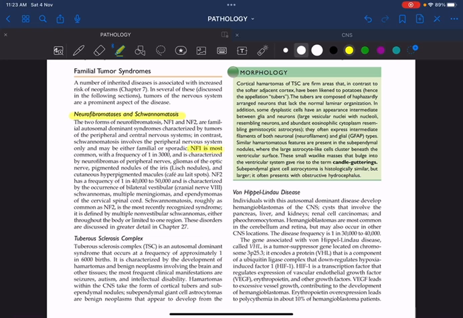Neurofibromin 1, neurofibromin 2. These are the genes which are mutated in neurofibromatosis. Neurofibromatosis 1, remember, is mainly characterized by neurofibroma of the peripheral nerve, optic nerve glioma, Lisch nodules, and café-au-lait spots, which are hyperpigmented macules. Whereas bilateral schwannoma, that is vestibular schwannoma, is one of the characteristic features of neurofibromatosis 2.